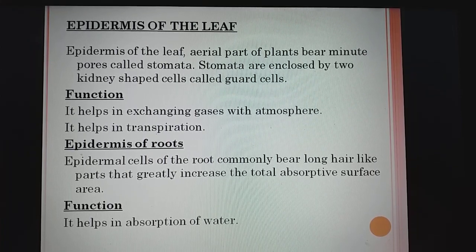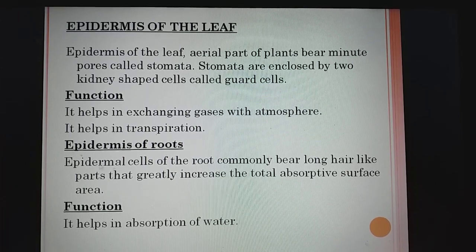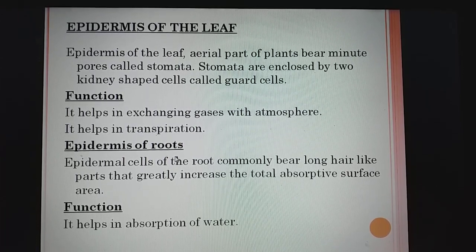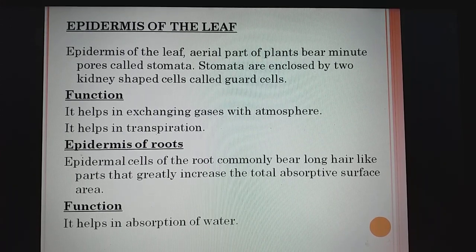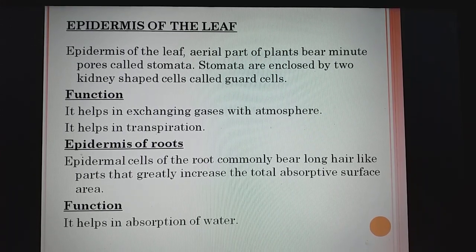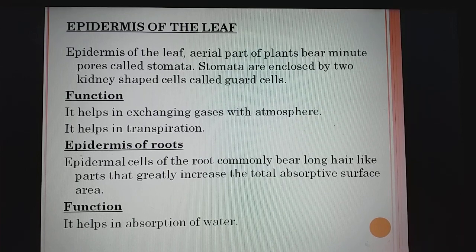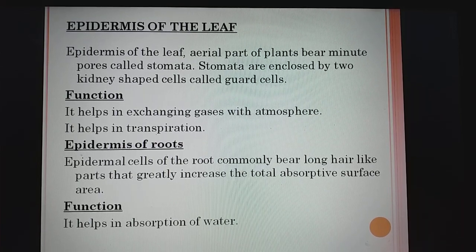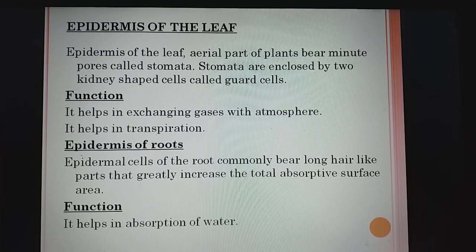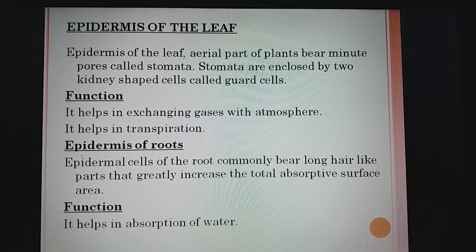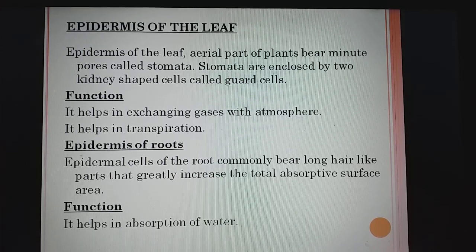Now next, epidermis of the root. The epidermal cells of the root commonly bear long hair-like parts that greatly increase the total absorptive surface area, and its main function is that it helps in absorption of water. When the root hair is there, this root hair increases the surface area. More surface area helps to absorb more water. So its main function is that it helps in absorption of water.